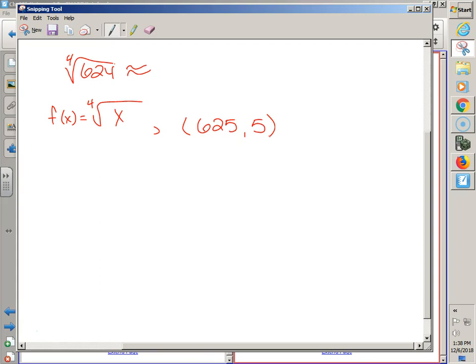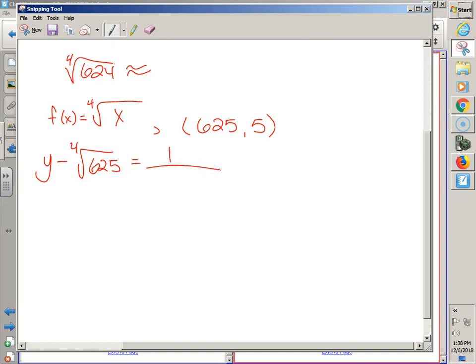So 256 is 4 to the 4th. 5 times 5 times 5 is 125, and 5 to the 4th is 625. Anyway, long story short, we know one that's super, super close. So what do we say? Booyah. Let's use him to make a tangent line.